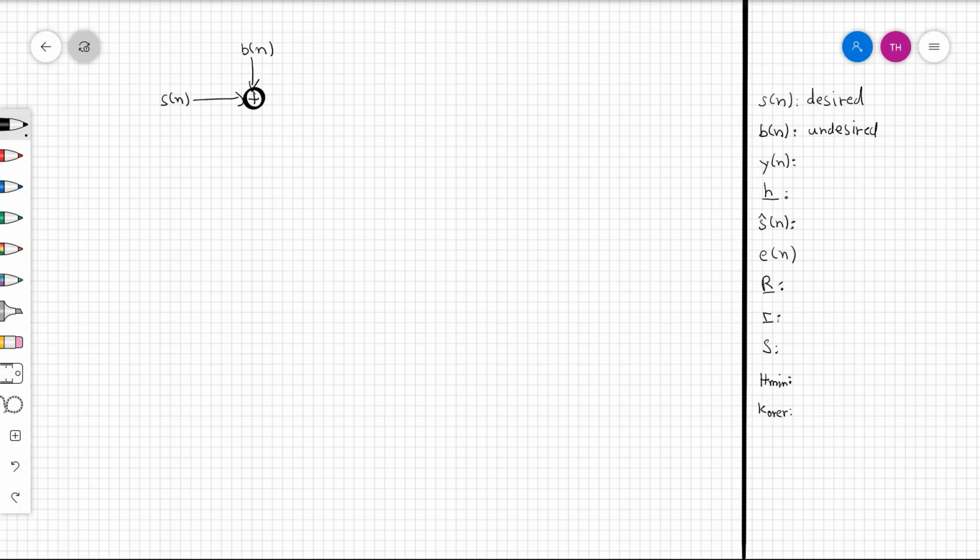Both signals together yield the signal Y of n. This signal is called the observable signal, meaning that whenever we want to observe our desired signal, we can only ever do so together with this noise signal in form of Y of n. And this fact motivates our filtering approach. We want to filter the observable signal, and I denote this here by giving FIR filter coefficients h.